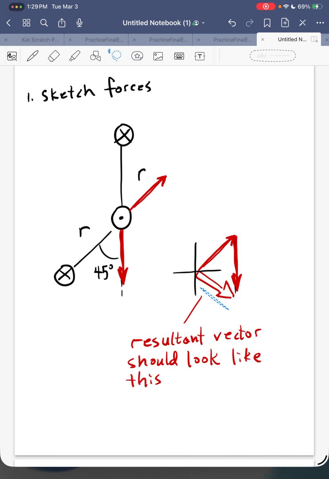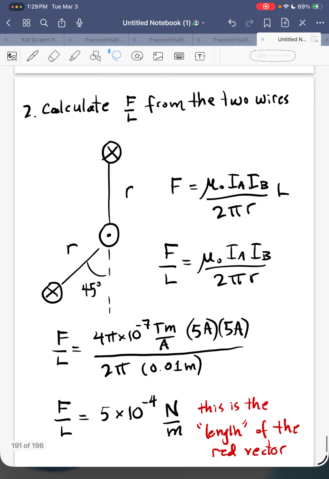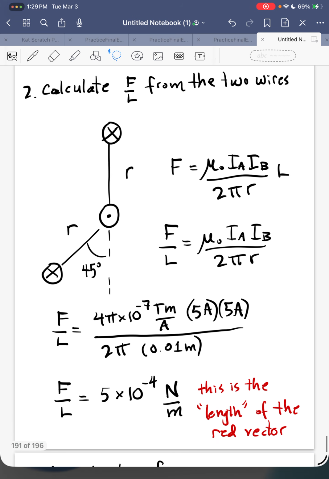So that's step 1. We're going to sketch the forces, so we have a rough idea of what to expect. The next part is, let's just get the magnitude of those forces, okay? So we had a force that was going off like this. We had another force that was going off like this. What's the magnitude of that?